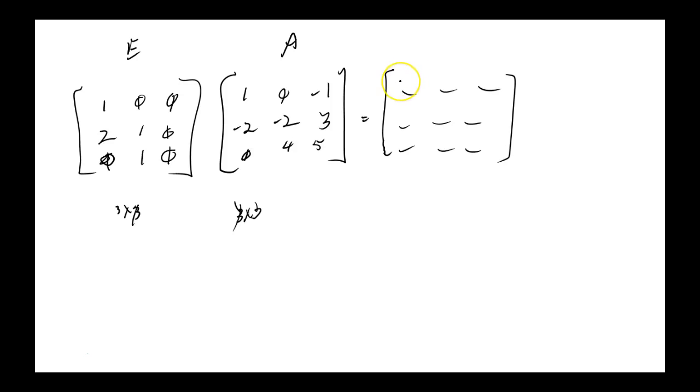So, to get the 1-1 entry here, do the first row by the first column, you get 1 and 2 zeros, so that's a 1. The 1-2 entry is first row by second column, 0, 0, 0, so that gives you a 0. The 1-3 entry is first row by third column, negative 1, 0, 0, negative 1. Okay?